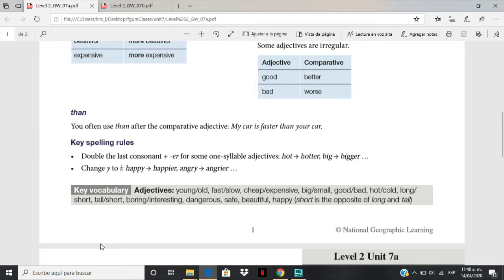Now, there are some adjectives like young, old, fast, slow, cheap, expensive. These are like opposites, pairs of opposites we can use to describe things. Big, small, good, bad, hot, cold, long, short, tall, short, boring, interesting, dangerous, safe, beautiful, happy. And as you see, short is the opposite of long and tall, so it has two meanings.